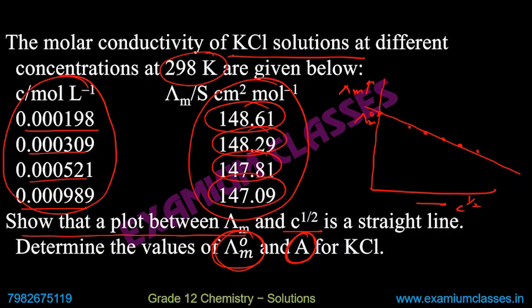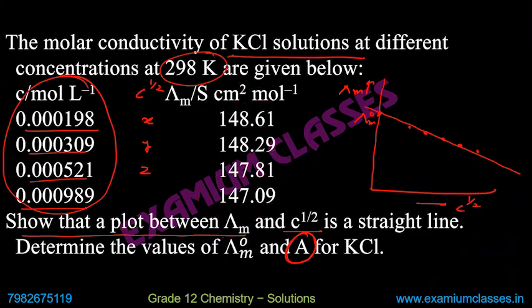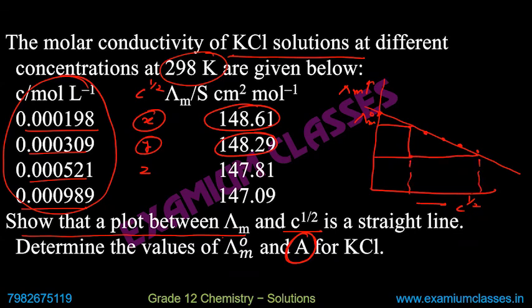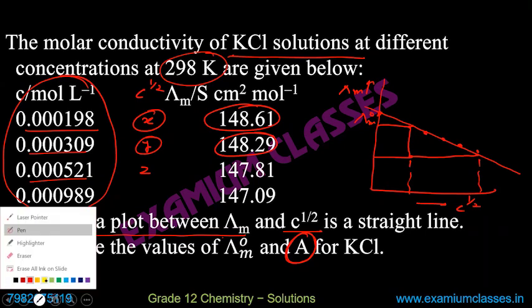How will you calculate the slope? Suppose you get some values of C to the half, say X, Y, Z, etc. The slope you will get is this minus this, divided by this minus this. These two values and these two values. I hope you have done that in maths.